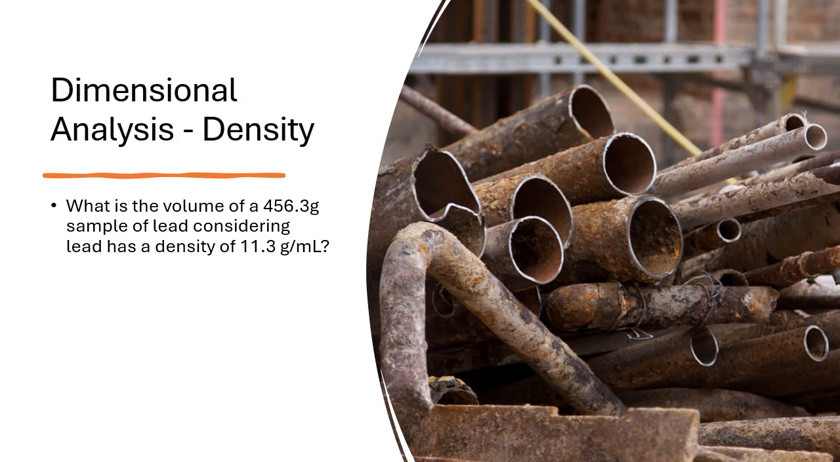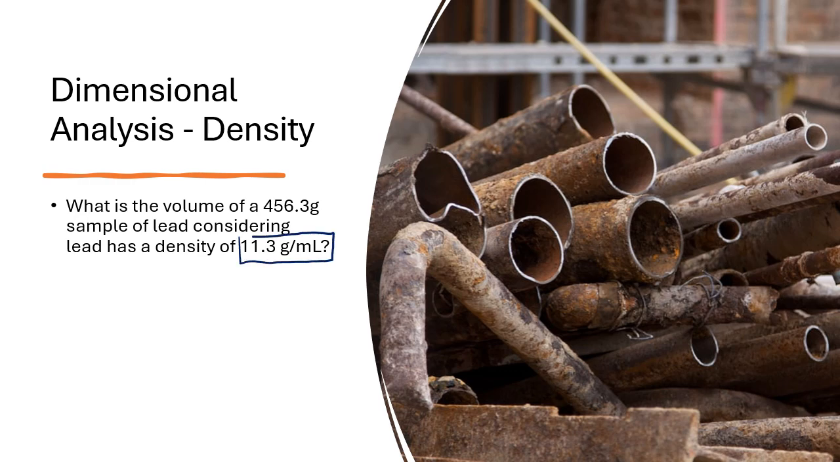One of the ways that dimensional analysis can be used is to approach the density problems that we solved earlier by the factor label method instead of memorizing a ton of formulas. We'll see questions that look like this for this type of problem. What is the volume of a sample of 456.3 grams of lead, considering lead has a density of 11.3 grams per milliliter? Now, we've already seen how to solve these problems using the density formula, but let's assume we didn't know the density formula and instead see this density for what it really is.